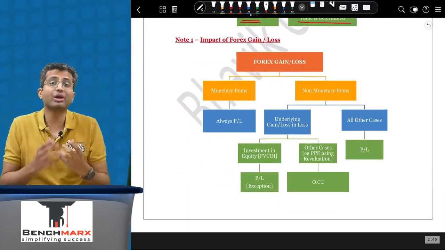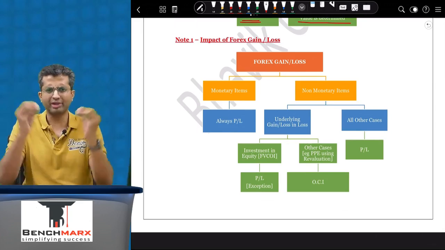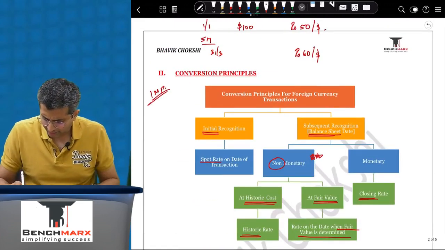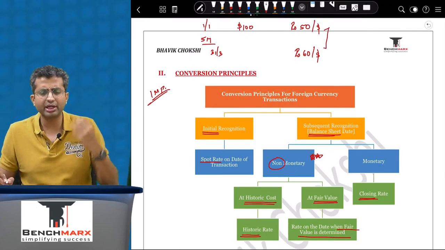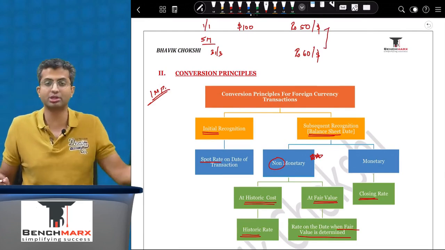Achha, iske aage you have to look at the impact of the foreign currency gain or loss. Let us say, for the debtors, we said $100 ke debtor se 10 rupees ka gain hai, so $100 into rupees 10 comes to 1000 rupees.